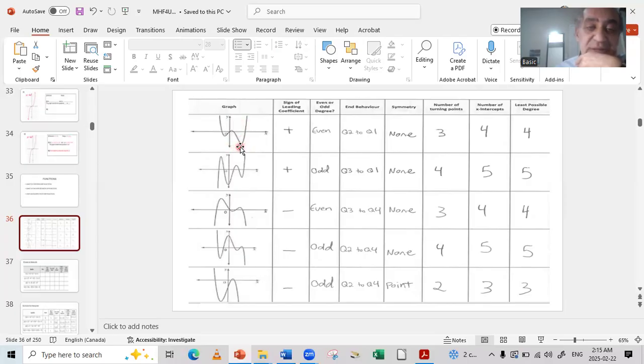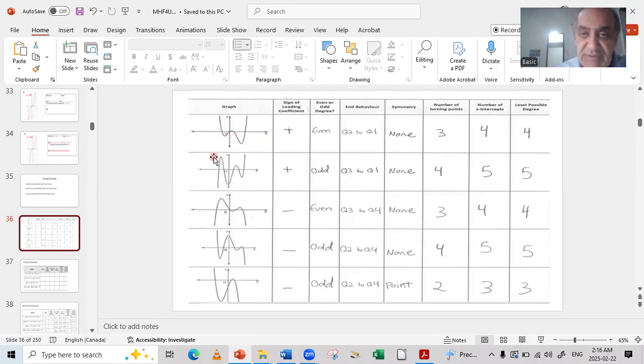Part of it is down, but that is not the start itself. It goes from Q2 to Q1, and the number of turning points is 1, 2, 3, so the degree is 4, even. Its number of intercepts is 4, and the possible degree is 4. Because 1, 2, 3 plus 1 is 4, and the leading coefficient is positive.